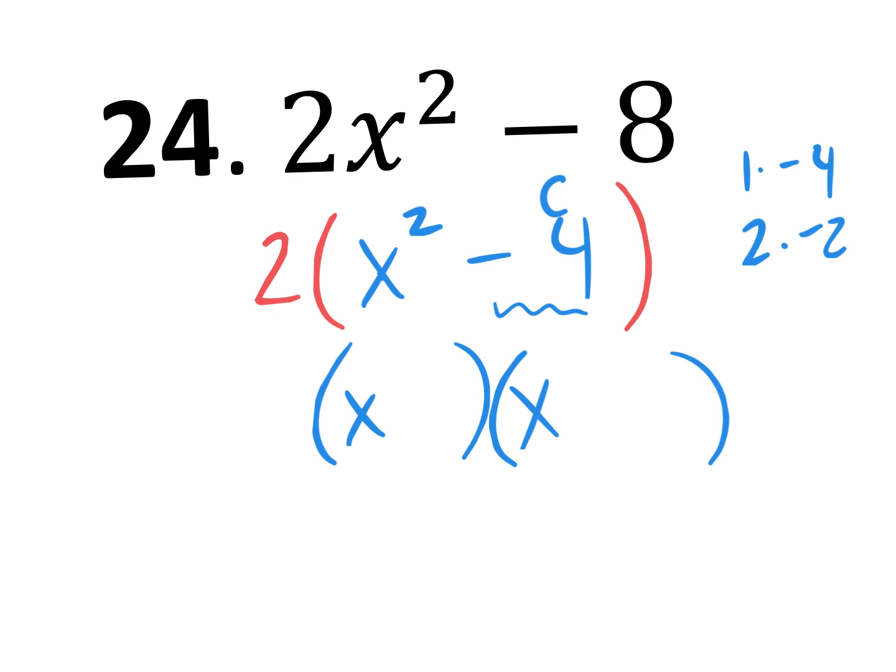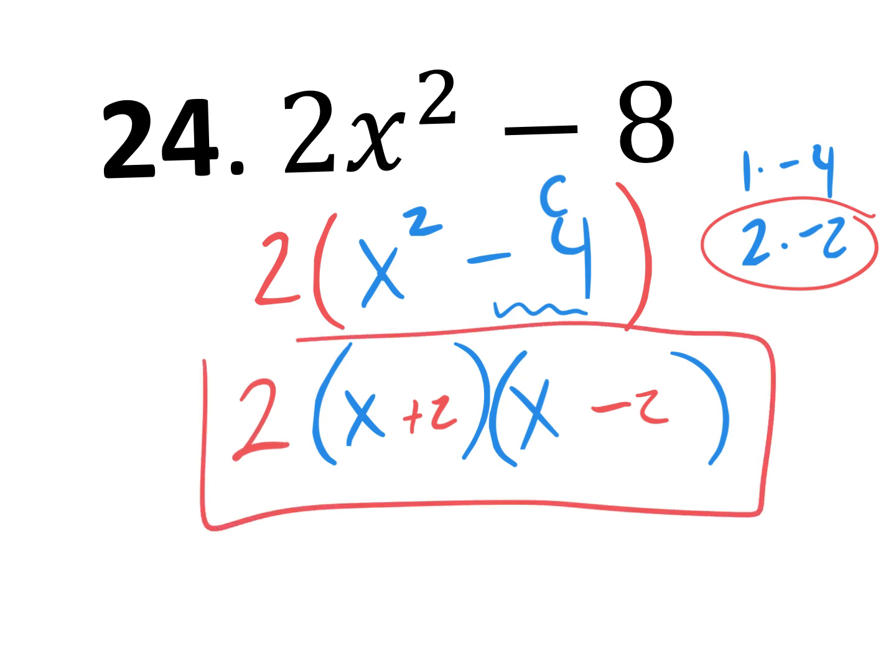We want this pair of numbers right here, the 2 and the negative 2, positive 2, negative 2. All you got to do is bring out that outside GCF, bring it down, and you're done. There's your completely factored form: 2 parentheses x plus 2, x minus 2.